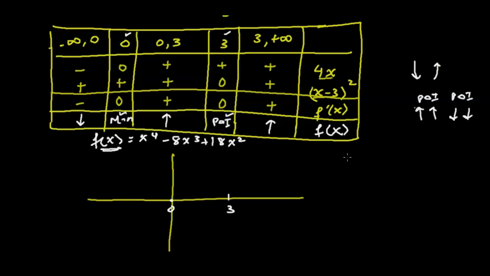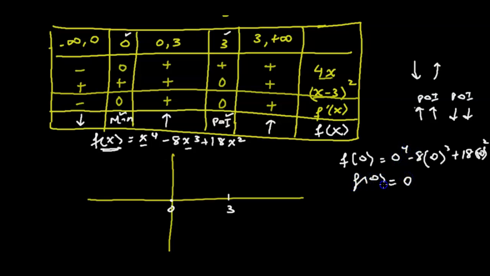In order to find the minimum point, we would sub in the original function x as 0. When we do so, we notice this becomes a 0. Therefore, f of 0 is a 0, which is this point, and we can mark that point. Next, we can solve for f of 3. That would give us a 27. Let's say this is where 27 is.